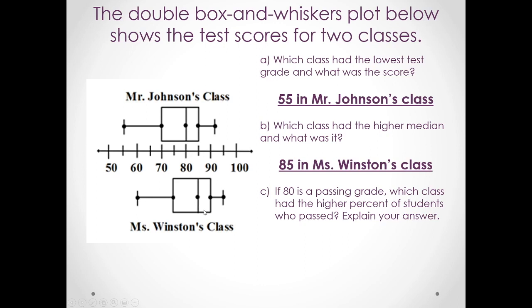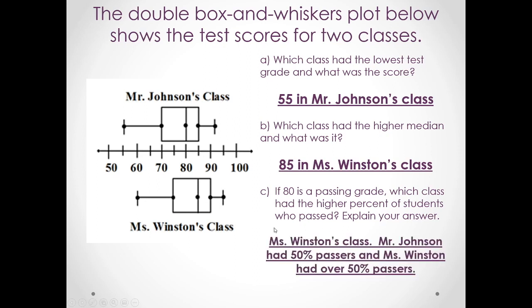Over here, this one's a little bit tougher to read. I can't tell exactly where it is because it's in the middle of a quartile, but I know it's more than 50% because here's 50% and that's on 85. So I'm going to say Ms. Winston. Mr. Johnson had 50% pass and Ms. Winston had more than 50% pass.